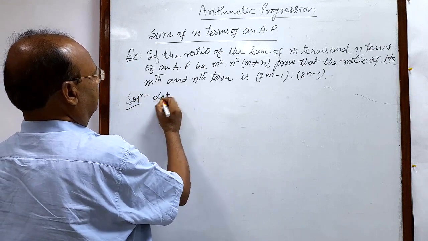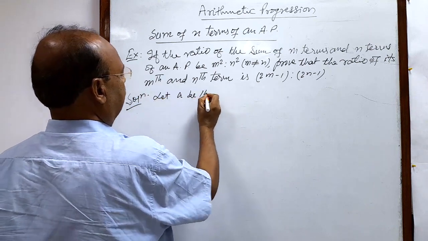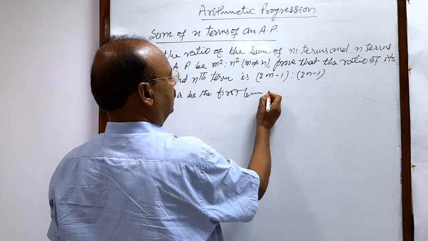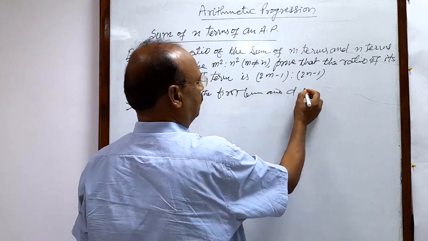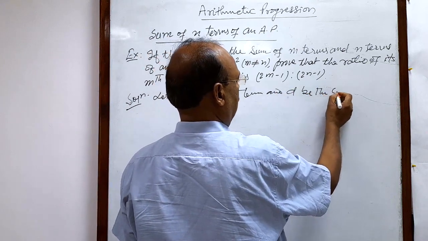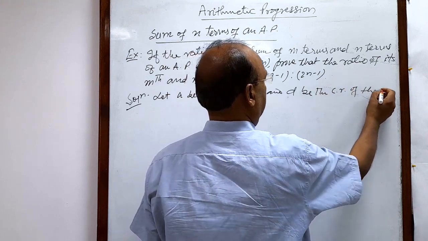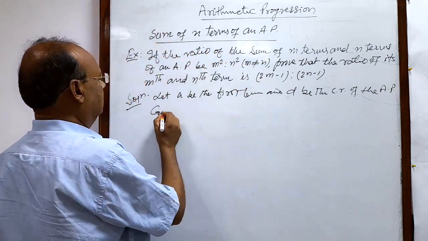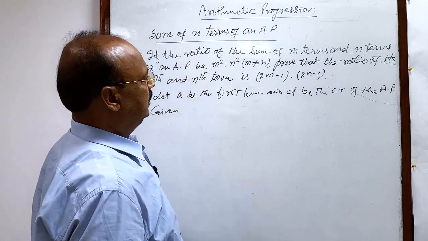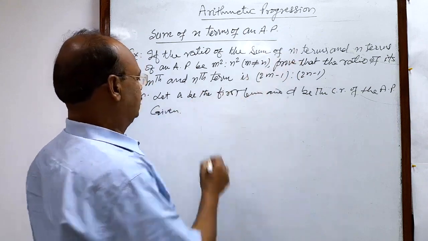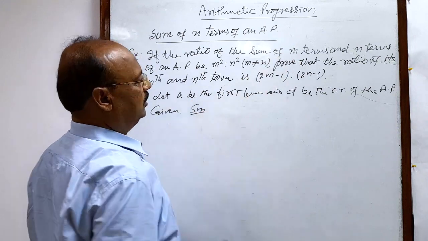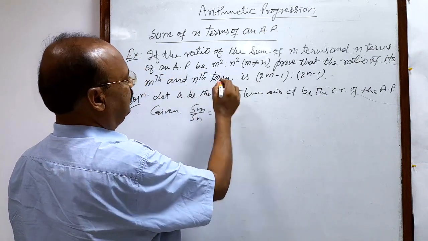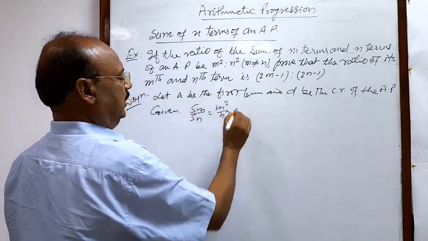Let a be the first term and d be the common difference of the arithmetic progression. Okay, and what is given here? Here it is given that the ratio of the sum of m terms, Sm, upon the sum of n terms, Sn, is m square by n square.